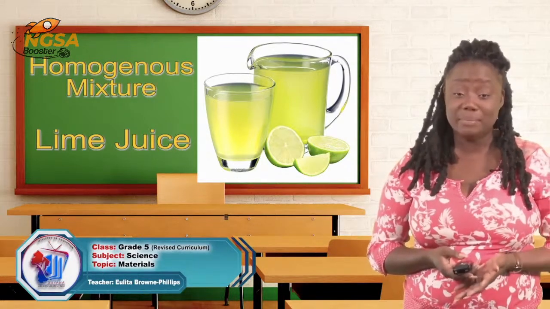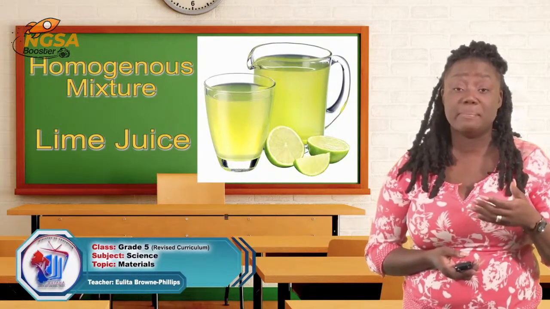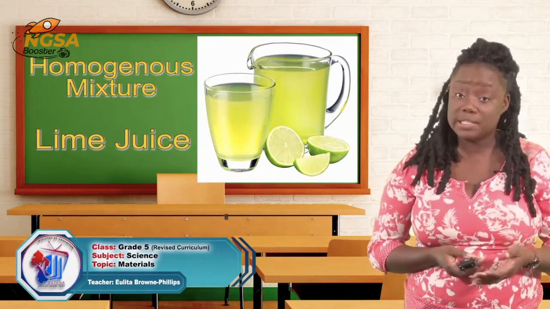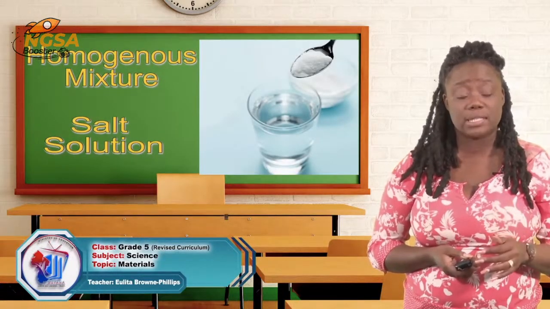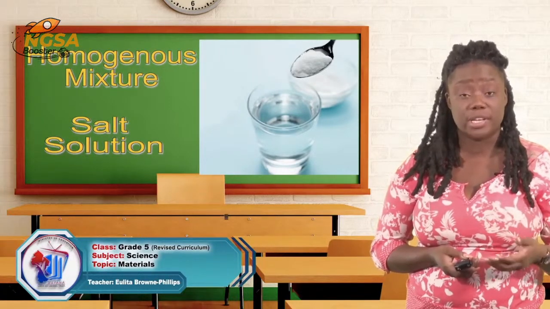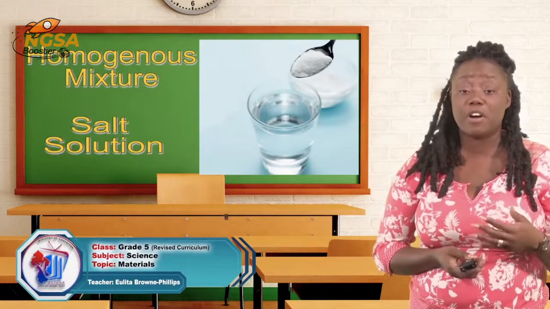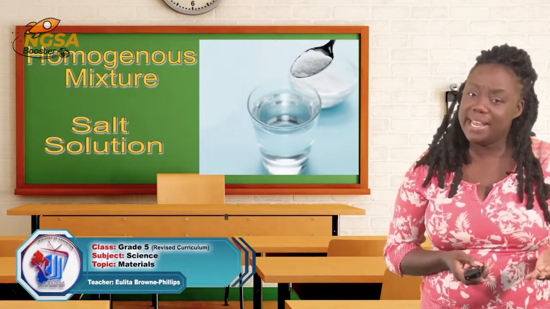The glass of lime juice is a good example of a homogeneous mixture. Also, a salt solution, water plus salt dissolved in the water equals a salt solution. That is another example of a homogeneous mixture. Let's zoom in a little closer. Today we will be focusing on mixtures where we cannot see the substances when they are combined together.